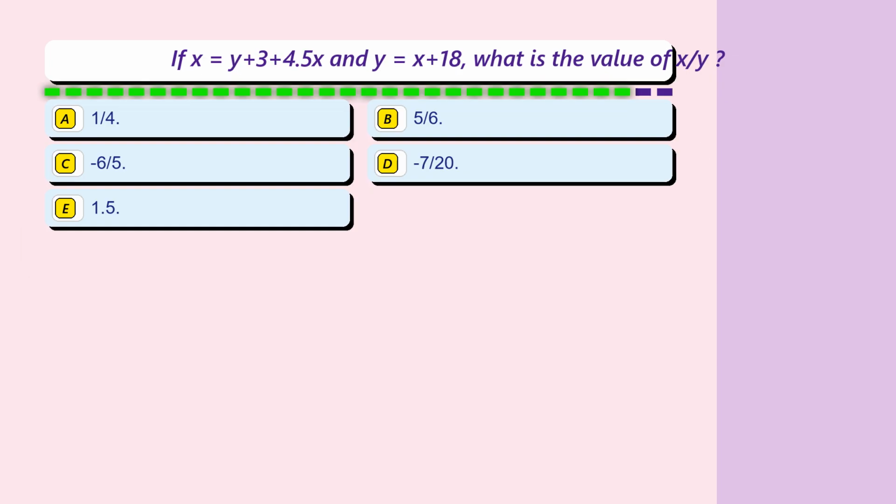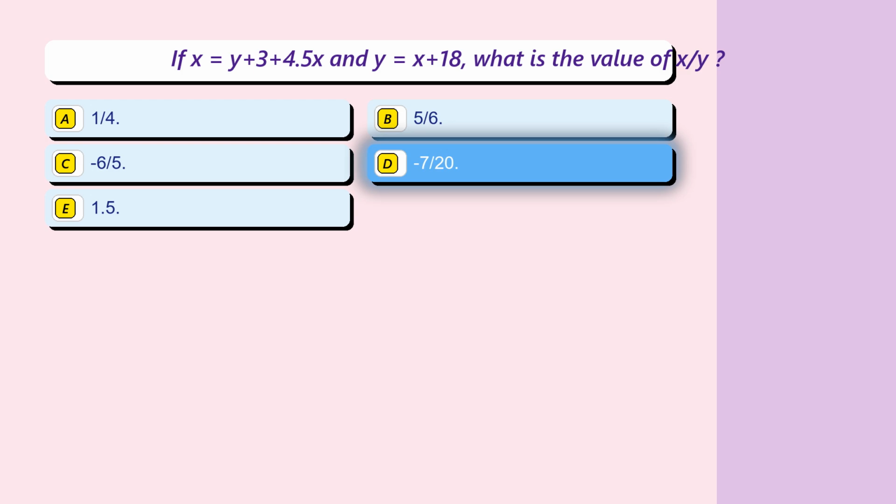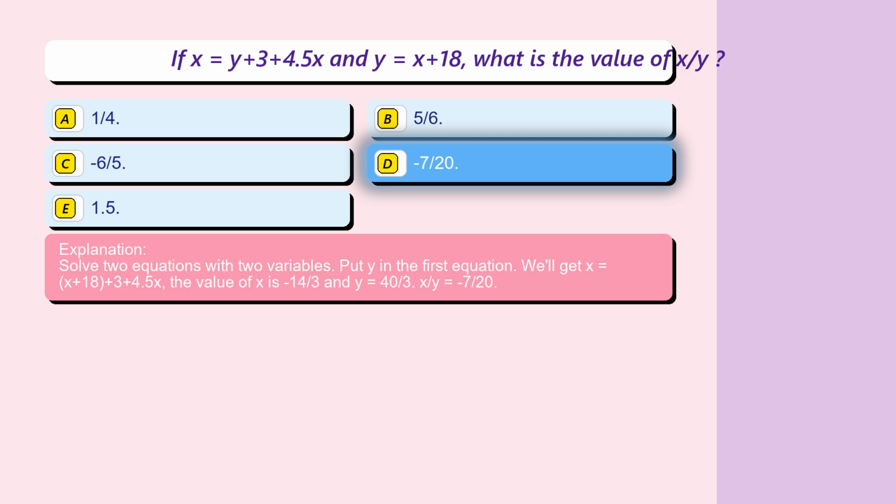Question 13. If x equals y plus 3 plus 4.5x and y equals x plus 18, what is the value of x/y? Option A, 1/4. Option B, 5/6. Option C, minus 6/5. Option D, minus 7/20. Option E, 1.5. The correct answer is option D, minus 7/20. Solve 2 equations with 2 variables. Put y in the first equation. We'll get x equals x plus 18 plus 3 plus 4.5x, the value of x is minus 14/3 and y equals 40/3, x/y equals minus 7/20.